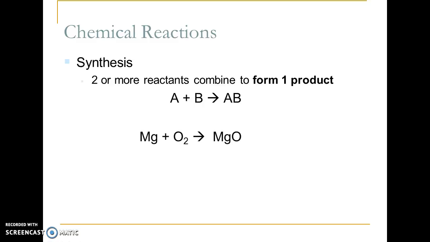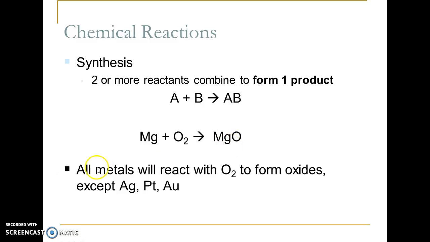Here is an example of what a synthesis reaction could look like. Notice how we have magnesium plus oxygen as our two reactants. They form or produce one product. In this case, we are making magnesium oxide. Your metals will react with oxygen to form metal oxides, but there are a couple of exceptions to this rule, as you know there always are in chemistry. These exceptions are silver, platinum, and gold.